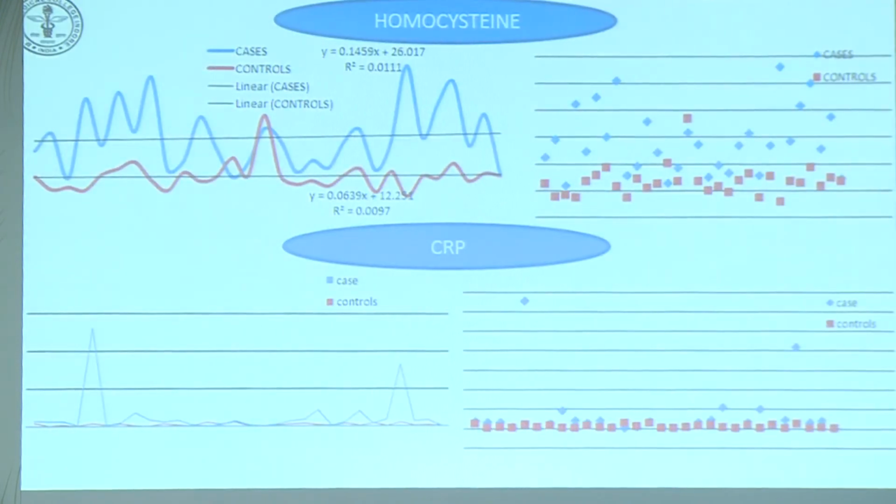This is the graphical representation. The blue graph denotes the cases, and the red the controls. And we clearly see that in the cases, the homocysteine is more as compared to the control, and the same goes with the CRP.